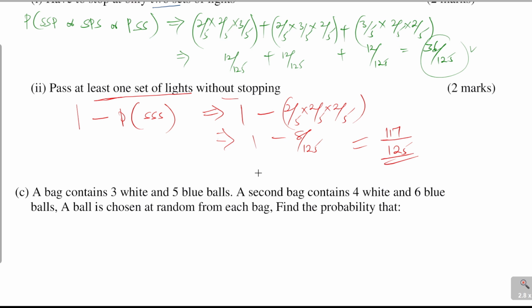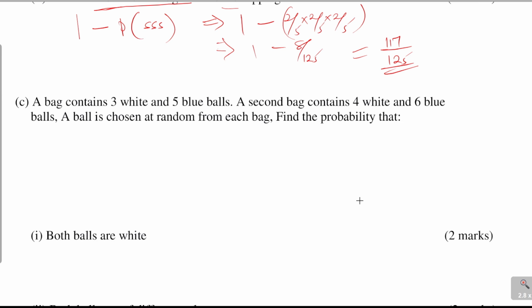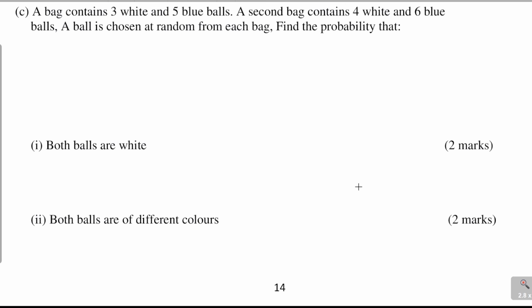We go to part C. A bag contains 3 white and 5 blue balls. Then a second bag contains 4 white and 6 blue balls. So a ball is chosen at random from each bag. Find the probability that, part 1, both balls are white. Then part 2, both balls are of different colors.